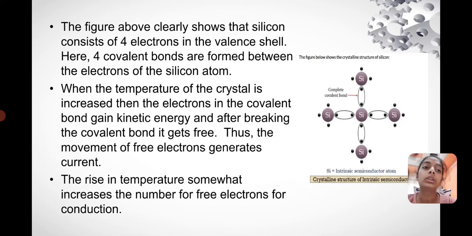The figure above clearly shows that the silicon consists of 4 electrons in the valency shell. Here 4 covalent bonds are formed between the electrons of the silicon atoms. When the temperature of the crystal is increased, the electrons in the covalent bond gain kinetic energy and after breaking the covalent bond, they get free. Thus, the movement of free electrons generates current. The rise in temperature somewhat increases the number of free electrons for conduction.